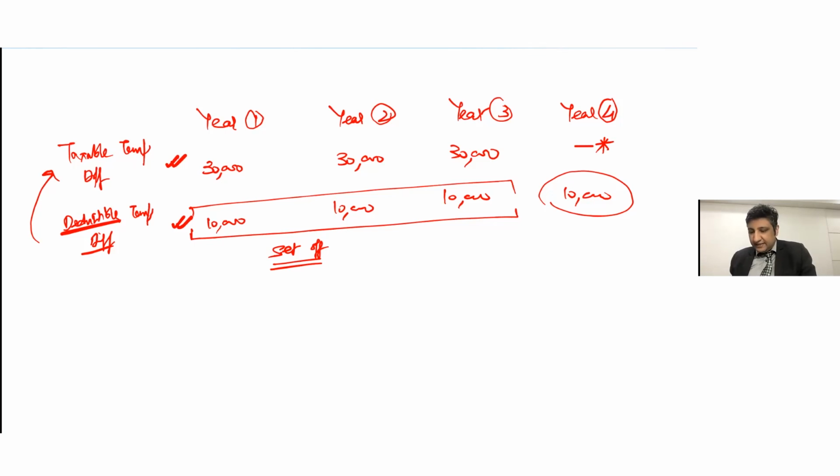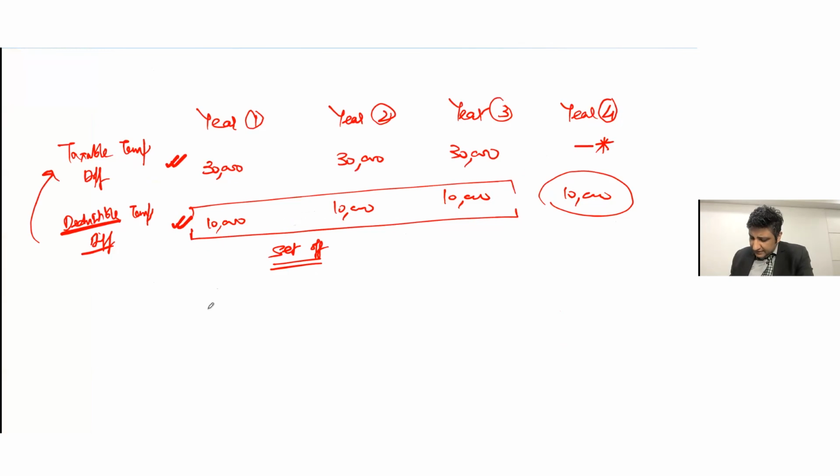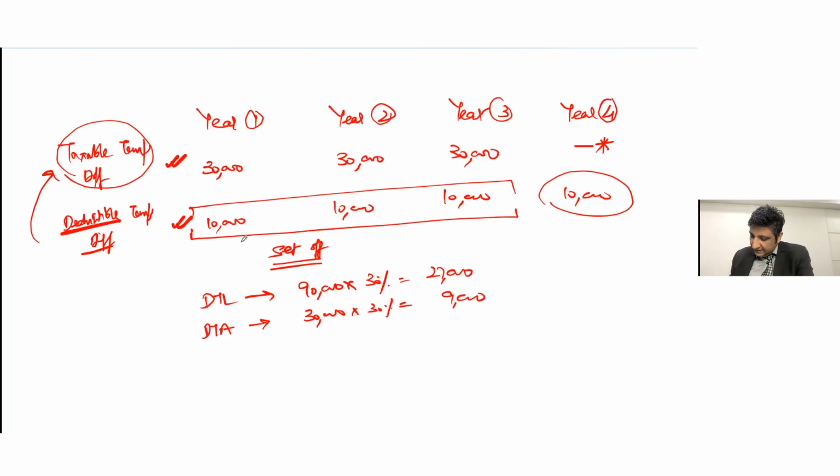So do I have any profits against that? Again, the answer is no, because it is provided that the company is not expecting any profits over the next 5 years, right? That means actually I need to create a DTL on this entire 90,000, which is 27,000, right? But the DTA can only be created on 30,000, which is the first 3 years of reversals of those deductible temporary differences, right? So I will have a DTL of 27,000, which is 90,000 into 30%. And as far as the DTA is concerned, I can only create a DTA as on 31st of December. So let's put it as on 31st of December 19. I can only create a DTA of 9,000.